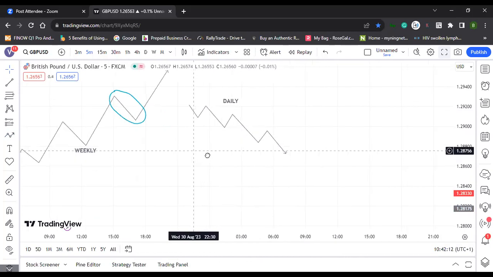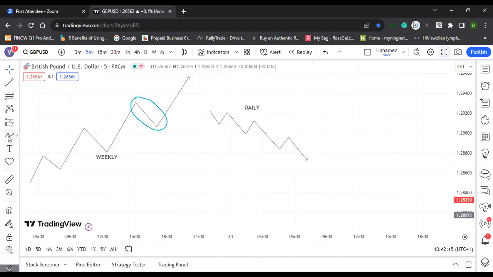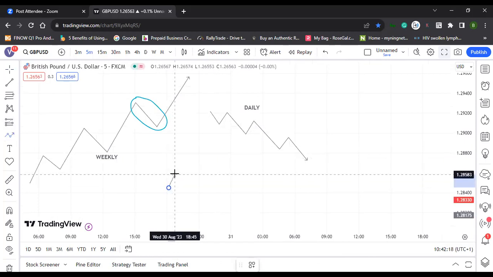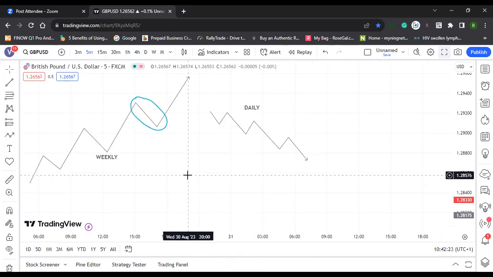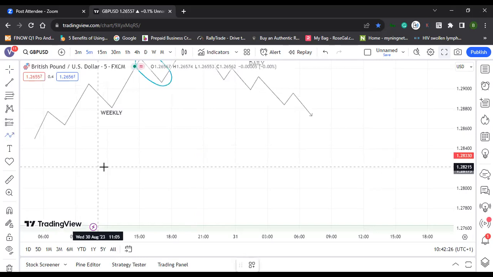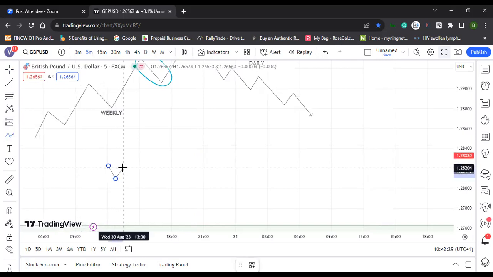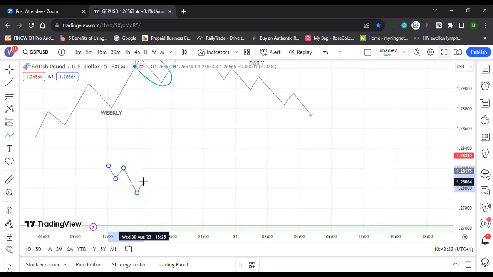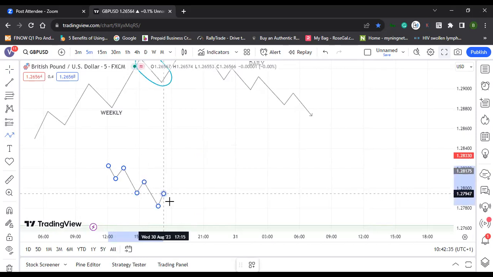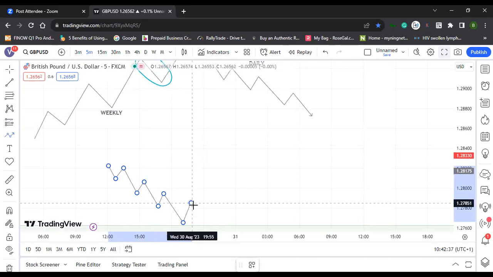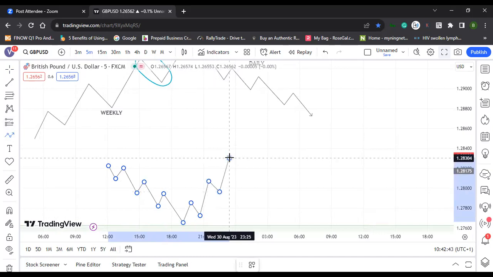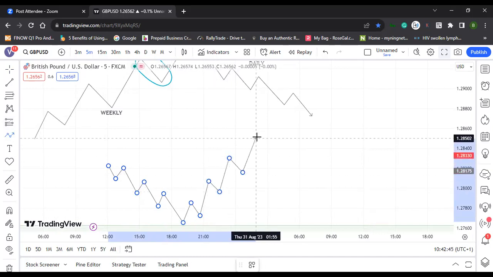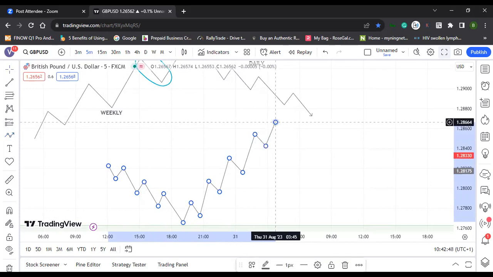Let me take it downwards to, let's say, 15 minutes. Perfect. Let me just scale it down to 15 minutes. We'll notice on the 15 minutes we'll see something like this: a low, lower high, lower low, lower high, lower low, lower high, lower low, lower high, low, higher high, higher low, higher high, higher low, higher high. Right?